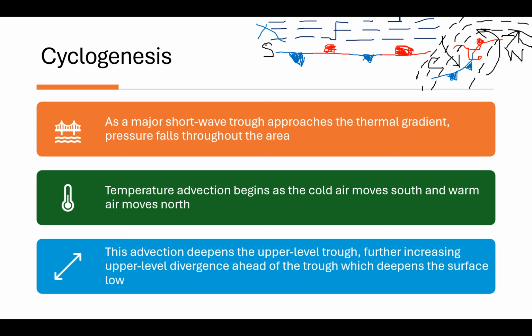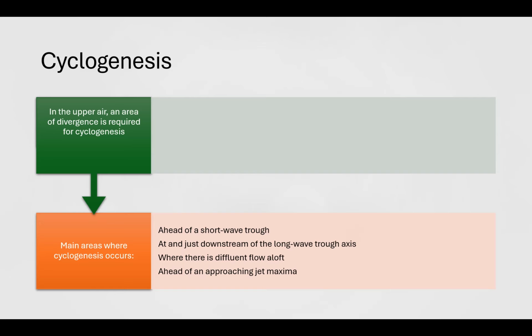You start getting thermal advection to develop, where cold air is moving toward warm air and warm air is moving toward cold air, and then aloft with this 500 millibar shortwave trough, as this advection deepens the upper level trough, you're getting further increasing upper level divergence. So you're removing air much faster aloft at the top of the air column ahead of the shortwave trough, which is going to accelerate your low level convergence and accelerate your upward vertical motion as a result. All right, so in the upper air, an area of divergence is required for cyclogenesis. That's why we pay so much close attention to these shortwave troughs.